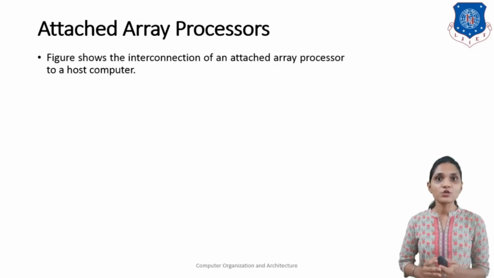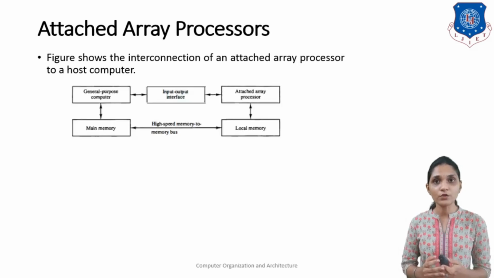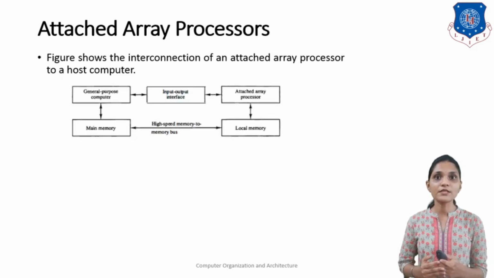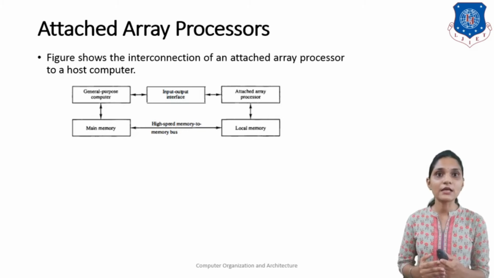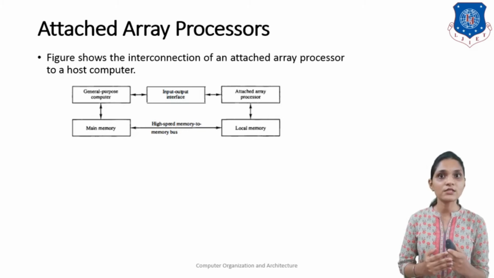This figure shows the interconnection of the array processor to the host computer. Here we have a general purpose computer, which has its main memory, and this array processor also has its own local memory.